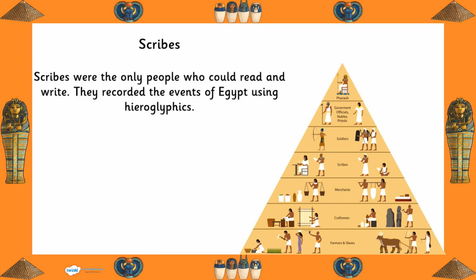Next we have scribes, and they were the only people who could read and write, and they recorded the events of Egypt using hieroglyphics. So they were kind of like the teachers of today, and they would go off and they would teach other people how to read and write. So do we even have a scribes level of society today, or do you think sort of teachers and that kind of level are part of something different?